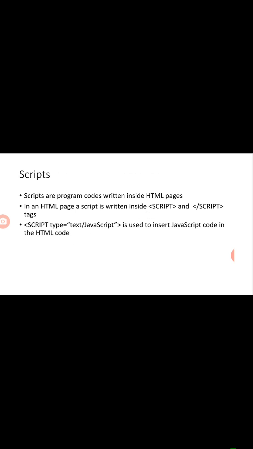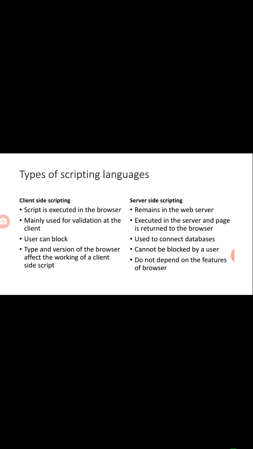What are scripts? Scripts are small program codes written inside HTML pages. In an HTML page, a script is written inside script tags. Suppose you have written script type equal to text/JavaScript within quotation. It indicates that a JavaScript code is inserted in HTML code. What are the various types of scripting languages?